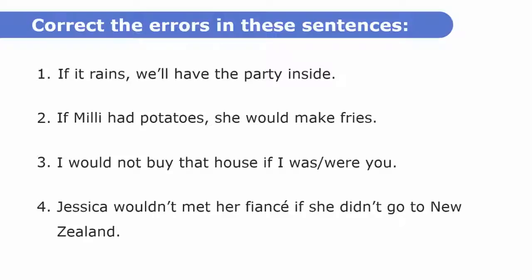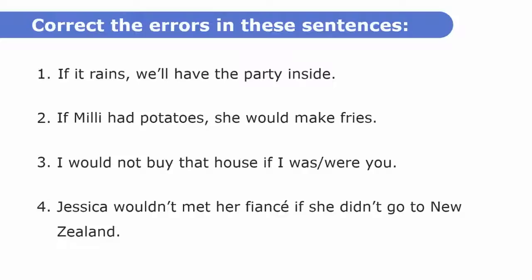In our final example, example number 4, Jessica wouldn't met her fiancé if she didn't go to New Zealand. Now from reading this sentence, you can guess that Jessica already went to New Zealand. She met a man there, they fell in love, and now they're engaged to be married. A fiancé means she's going to marry him. She is his fiancée. So this sentence talks about the past. That means we need the third conditional.